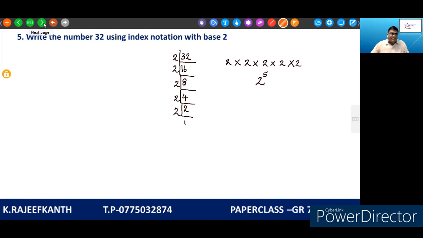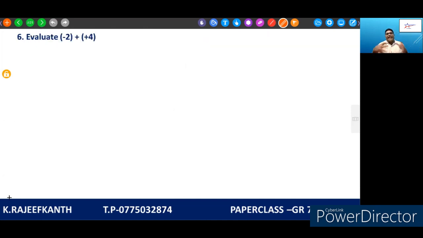Then question number 6. Evaluate negative 2 plus positive 4. Here there are two numbers with three signs, so you can reduce the signs. It will be easy to simplify this question, right? So negative 2, here plus into plus, plus 4.